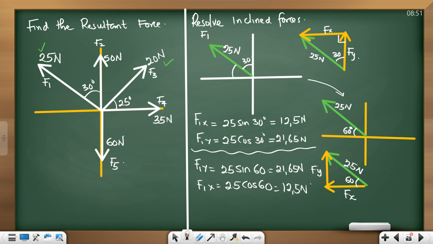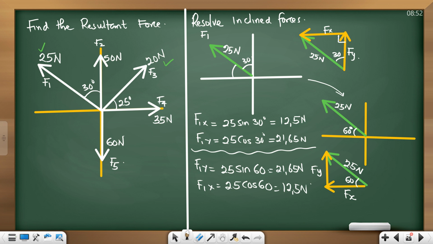Please let me know as we move on together, are we okay with F1x and F1y? No one is lost. Even with the way I played around the angles, no one is lost. You will understand more when you do trig this year. You'll understand why sine 30 is the same as cos 60. All right, no questions. Great. Yay! So we are done with F1.